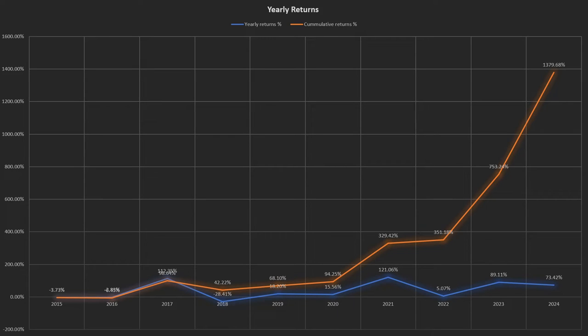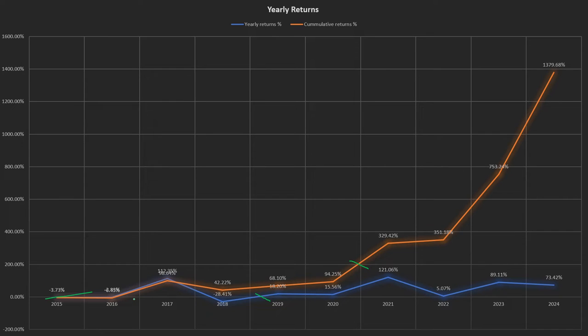This is the first graph, yearly returns graph. The blue line in this graph shows the yearly return in percentage, whereas the orange line shows the cumulative yearly returns in percentage. So 2015 was not a good year for the sector, and the sector returned minus 3.73%. 2016 too was not too good for this sector. Only 6 odd percent yearly returns.